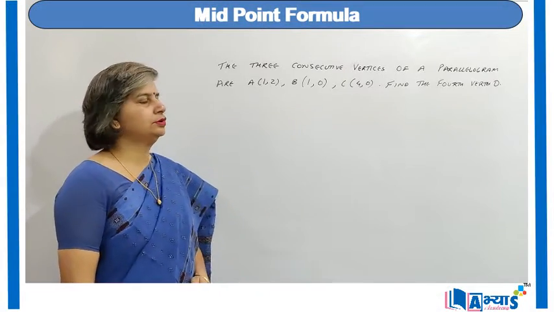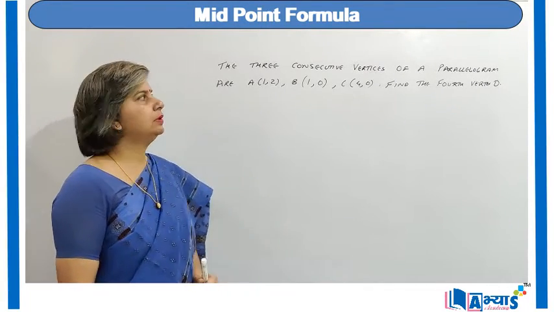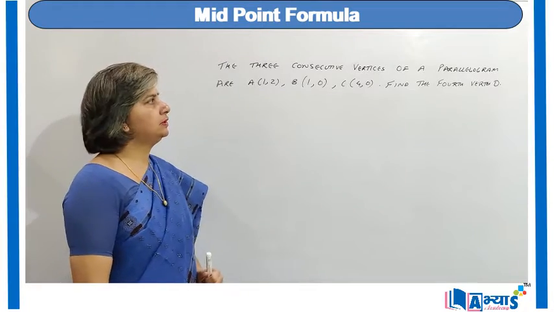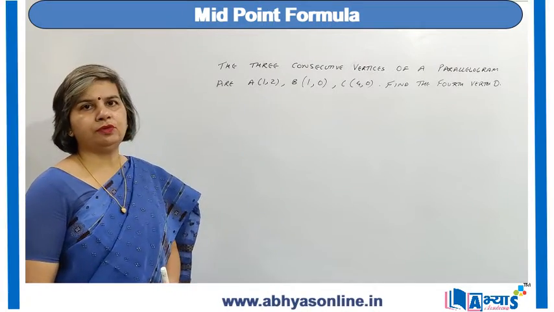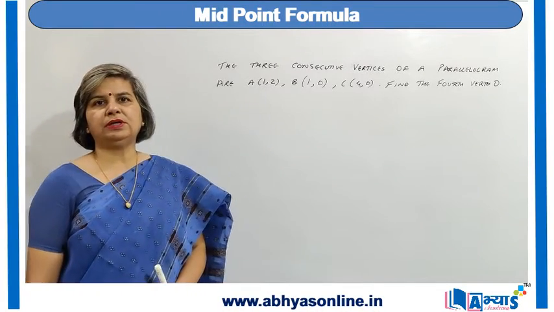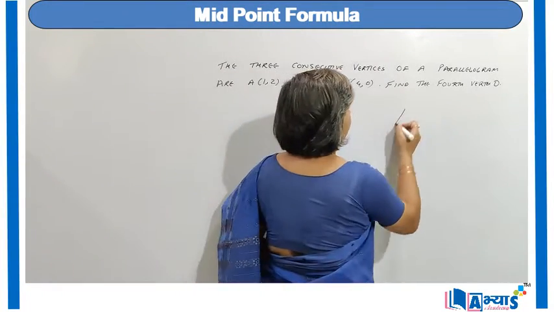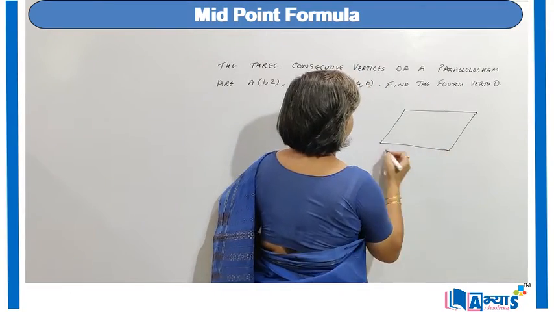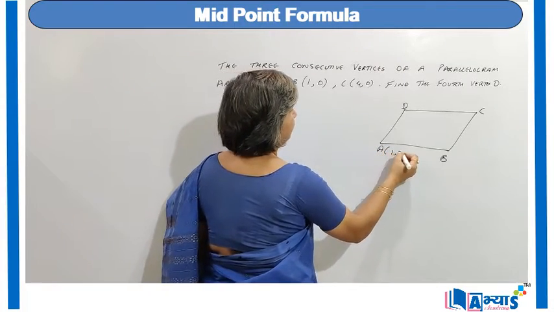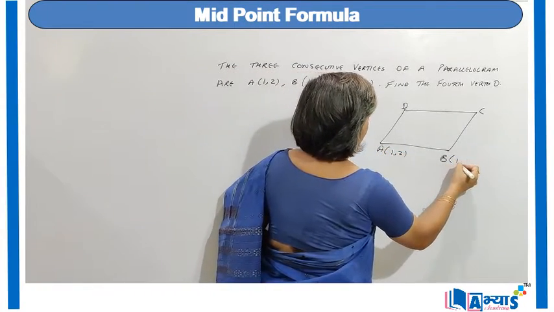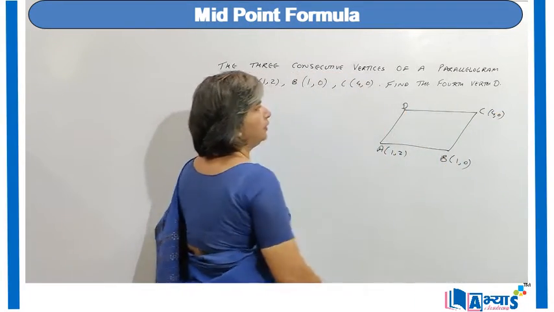Now let us discuss another question on the concept of the coordinates for the midpoints when the coordinates for the endpoints are known to us. We are given a question that the three vertices of a parallelogram are A 1, 2, B 1, 0 and C 4, 0. That means we are given the three coordinates and we are supposed to find the coordinates of the fourth vertex. That means if we have a parallelogram A, B, C, D, the coordinates of A are 1, 2, coordinates of B are 1, 0, coordinates of C are 4, 0, and we are supposed to find the coordinates of D.